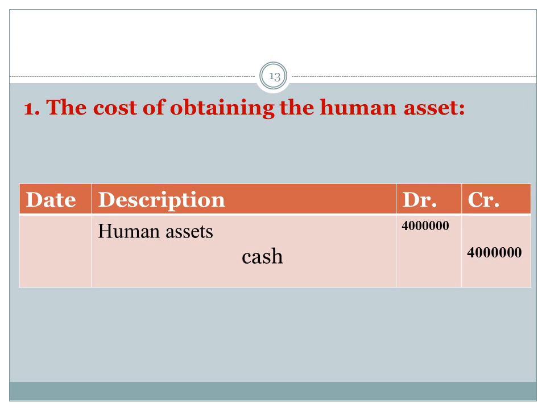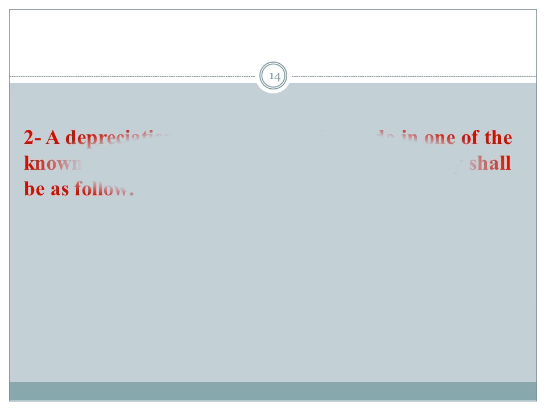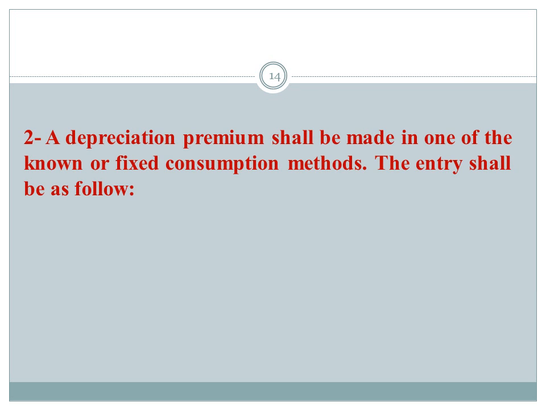First, cost of obtaining human asset. Human asset will be in the debit side because the asset increases. Cash will be in the credit side because the asset decreases. 4 million in the debit side, 4 million in the credit side. A depreciation premium shall be made in one of the known or fixed consumption methods. The entry in this case will be depreciation premium in the debit side, human asset in the credit side.